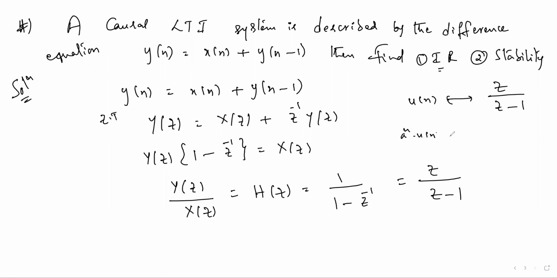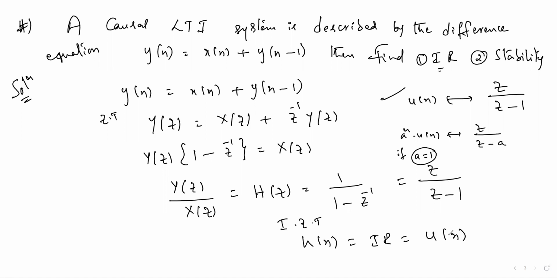A power n u of n, we have already used repeatedly in this class. If a is 1, we will get this one, the z transform of u of n. So what is the inverse z transform of H of z, that is h of n, the impulse response? That is u of n, the unit step function. The impulse response of this causal LTI system is the unit step function. Fine.